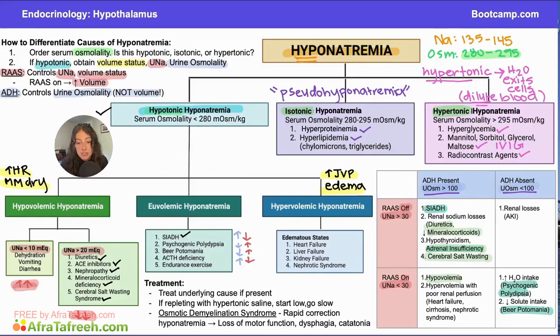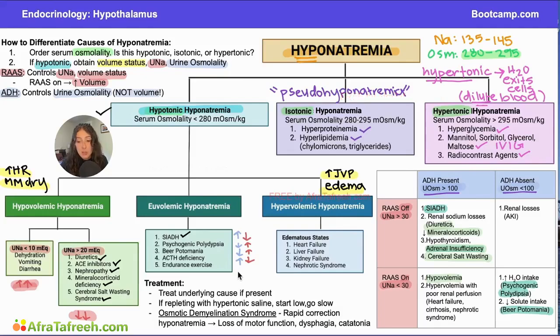And then with endurance exercise, it's a little bit more variable. This is like people that are running marathons, etc. And it kind of depends if this person's been running a marathon and only drinking water, which has no solutes in it, or if they've been running the marathon and doing their endurance exercise and repleting with really sugary, salty drinks. So I'm not giving you a hard and fast rule for endurance exercise, but for the rest of these, it's pretty reliable what the RAS and ADH systems are doing.